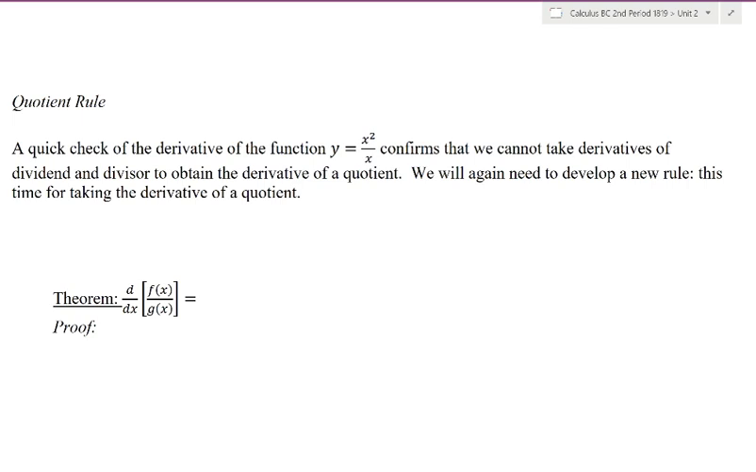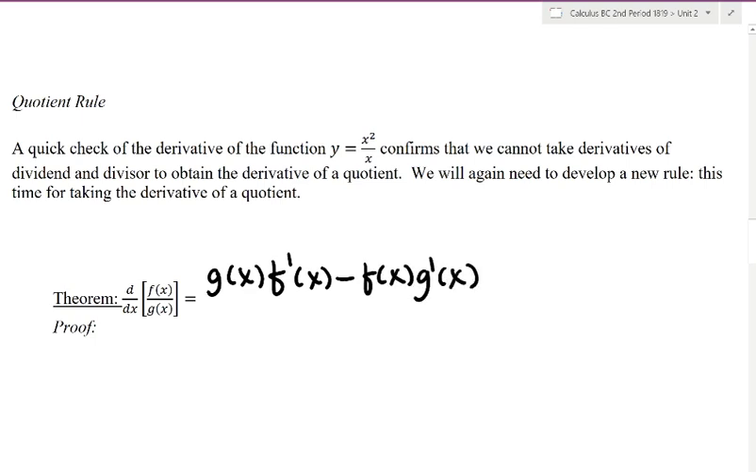So, for f divided by g, it's going to be the bottom times the derivative of the top minus the top times the derivative of the bottom divided by the bottom squared.